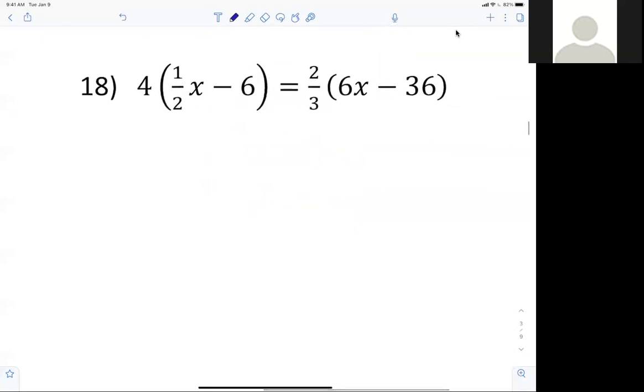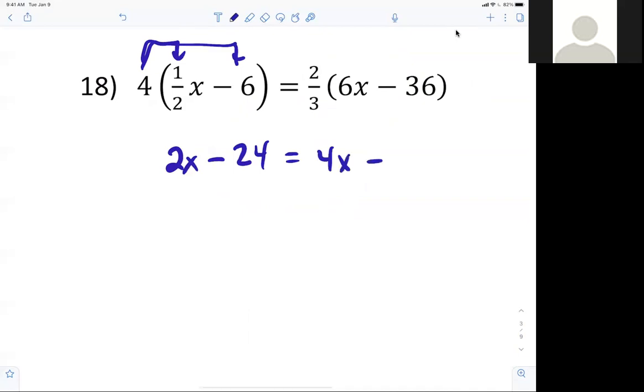Okay. Here we go. 18. Now, this is the one that's important. All right. Lots of fractions involved here. So everybody make sure you're good. All right. We're distributing this 4, distributing the 4. What's half of 4? 2x minus 24 equals 4x minus 24. Beautiful. Thank you.